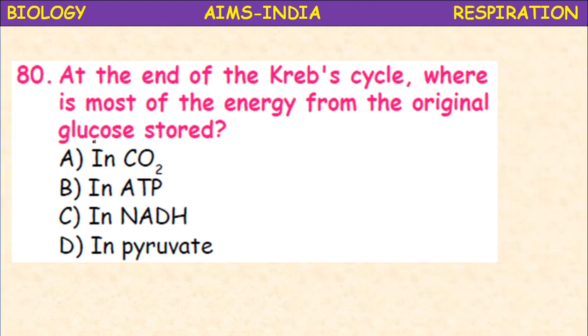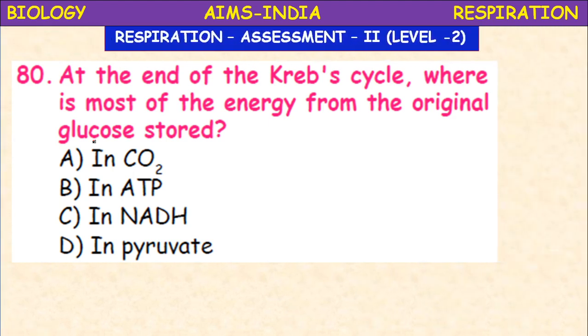Next, at the end of the Krebs cycle, where is most of the energy from the original glucose stored? Most of the energy is stored in the energy rich compounds, that is in NADH, nicotinamide adenine dinucleotide. NAD is in oxidized state, it is an electron acceptor. It is converted to NADH in the Krebs cycle. FAD, flavin adenine dinucleotide, is also converted into FADH2 in the Krebs cycle. They are electron acceptors.